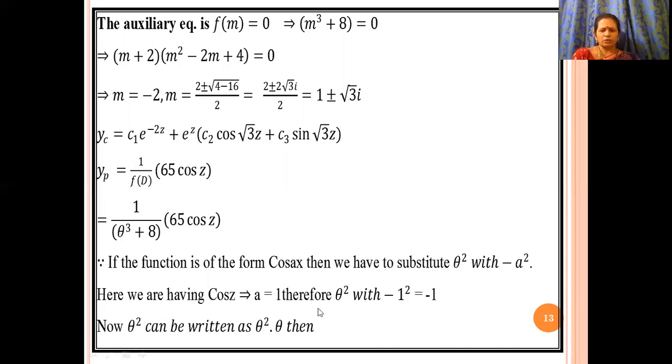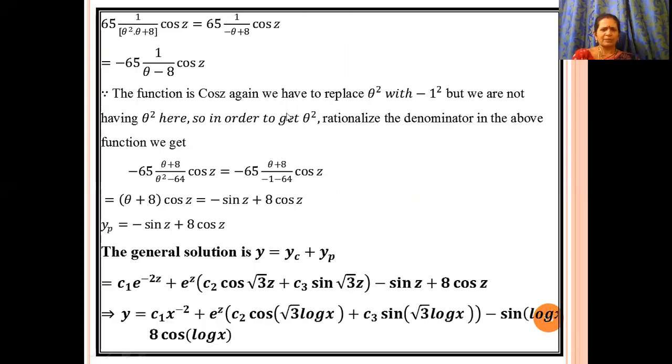So a is equal to 1, therefore theta square, that is -1, we have to substitute. In place of theta square, -1 square we have to substitute. Here there is theta cube, so theta cube is written as theta square into theta, that is theta square into -1. Substituting, we get minus theta plus 8 cos z.